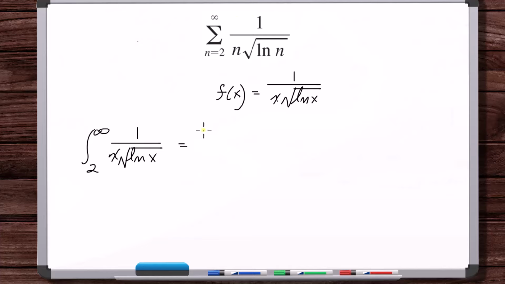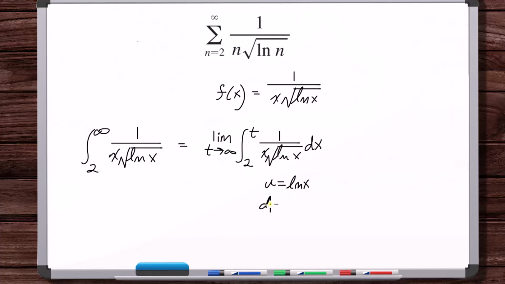That's the integral test. So we evaluate this improper integral by saying the limit as t approaches infinity of the integral. We can make the substitution that u is natural log of x, so du is 1 over x dx. And when x is equal to 2, u is equal to natural log of 2.